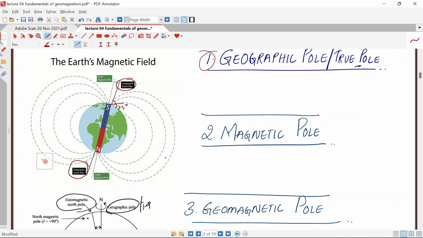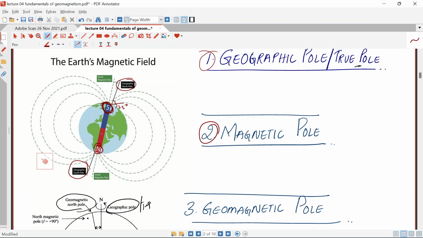And then next we'll see what a magnetic pole is. A magnetic pole is quite opposite to the geographic pole, where the north pole of the magnet is in the southern hemisphere, or the geographic south pole, and the south magnetic pole is in the northern geographic pole or northern hemisphere. So this is what a magnetic pole is.